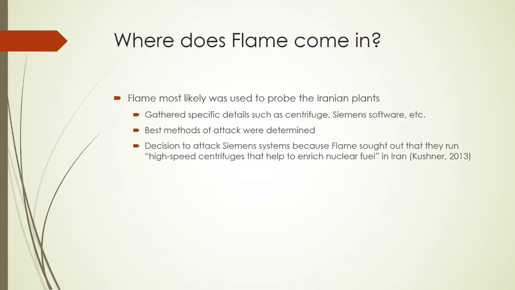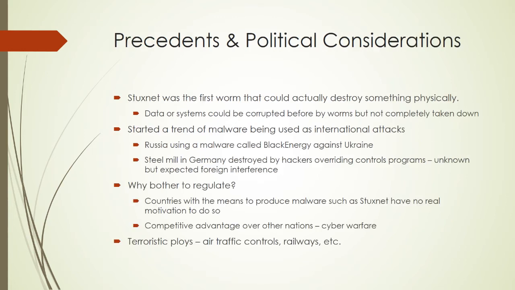So where does Flame come into play with the execution of Stuxnet? While Flame was most likely used to probe the Iranian plants, it gathered specific details such as the centrifuge models, what Siemens software to attack, and other elements such as those things. It determined the best methods of attack. And finally, it helped guide the decision for the US and Israel to attack specific Siemens software, because Flame sought out that they run high-speed centrifuges that help to enrich nuclear fuel in Iran.